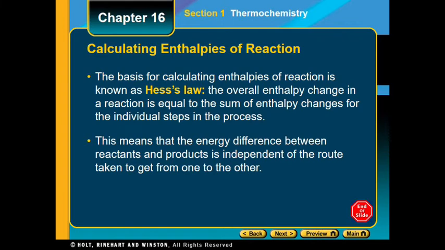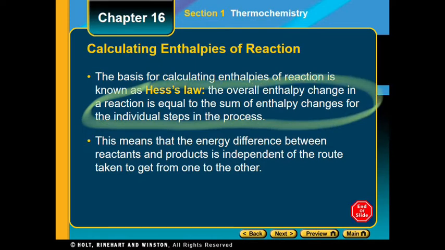Now we're going to get into more calculations. This time is how do you calculate the enthalpy of a reaction and your delta H for the reaction. We're going to use Hess's law. Hess's law states the overall enthalpy change in a reaction is equal to the sum of the enthalpy changes for the individual steps in the process. So the energy difference between reactants and products is independent of the route taken to get from one to another. I will go over an example that shows you all of these steps, but then we'll look at how we actually condense this down for the calculations that we'll do.